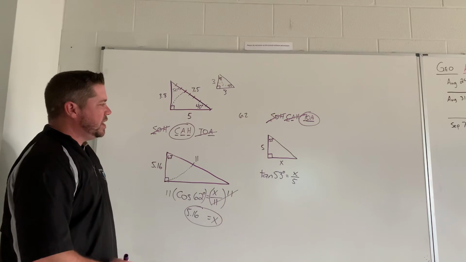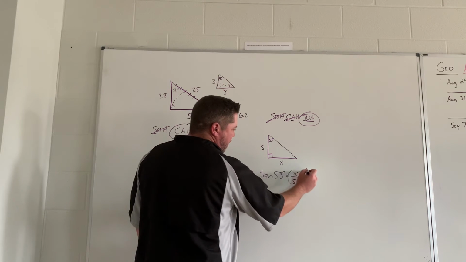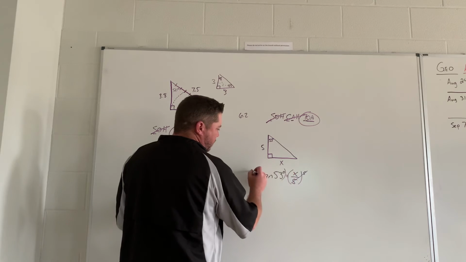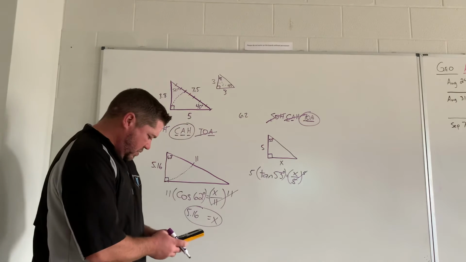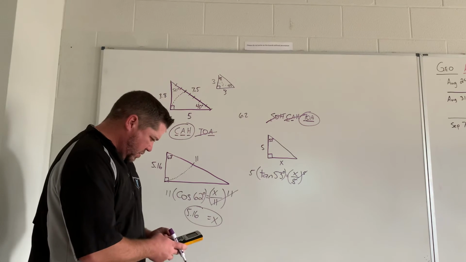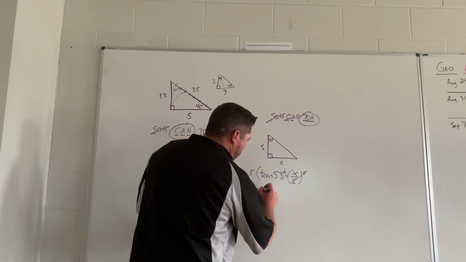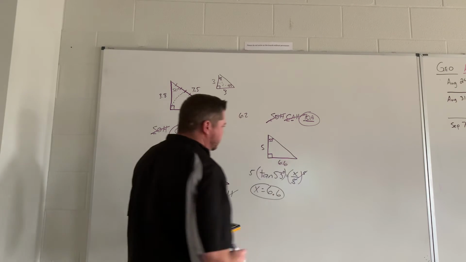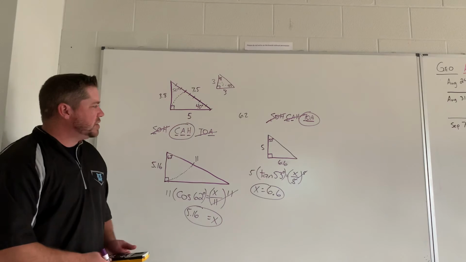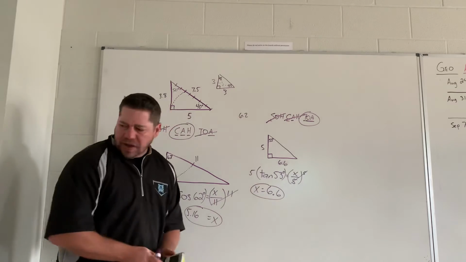Okay, same thing on this. Multiply both sides by 5, and they're going to cancel. 5 times the tangent of 53 tells me that's 6.6. Okay, so I was pretty close in my estimate. And I like to do that ahead of time real quick so I can see how close I am and if my answer makes sense.